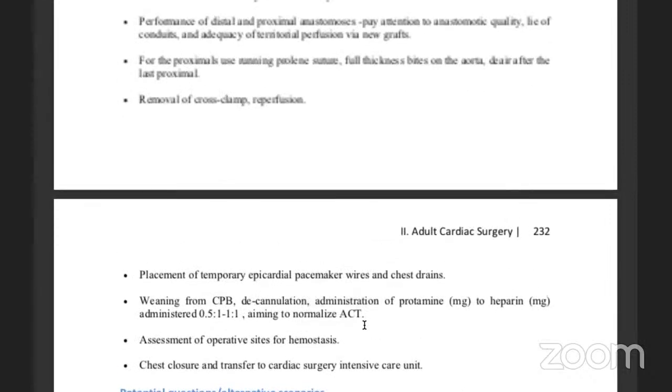Placement of epicardial pacing wire and chest drain, weaning of bypass, decannulate, administer protamine, 1 milligram to half a milligram protamine to heparin, or 1:1. Aiming to normalize the ACT, assessment of the operative sites for hemostasis, chest closure, and transfer to the ICU.